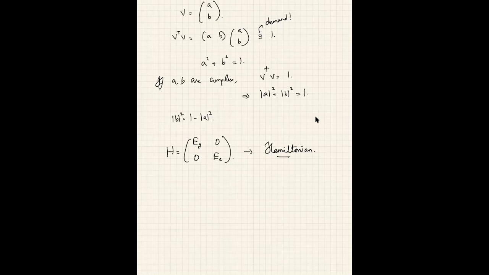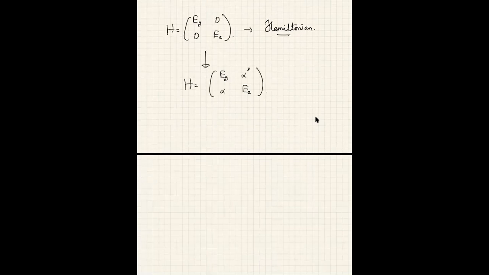Once you turn on this interaction, the Hamiltonian takes this particular form: Eg, alpha star, alpha, Ee. Now, why is this alpha star and this alpha? Why can it not be some complex number alpha and some complex number beta? The answer has to do with the fact that the Hamiltonian has to be a Hermitian matrix. Why? We will understand as we learn more quantum mechanics.